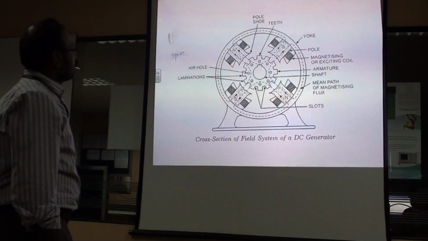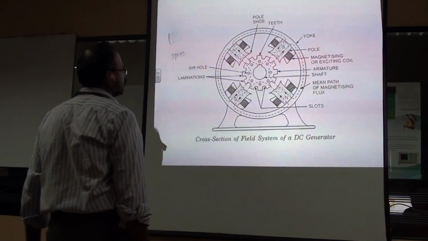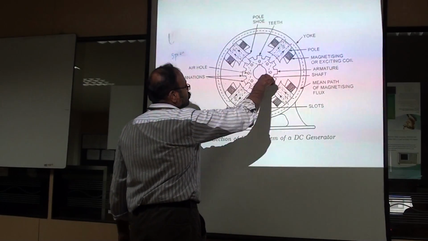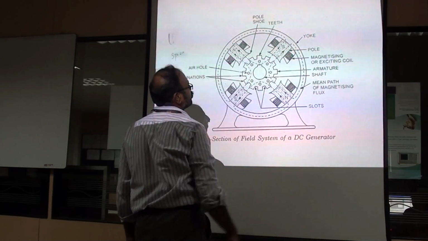So this is the cross section of the DC generator. We can see a clear picture of the DC generator. Once again, the poles, the field poles, and the armature, which has slots. This is called the teeth of the armature, and this is the slot of the armature.